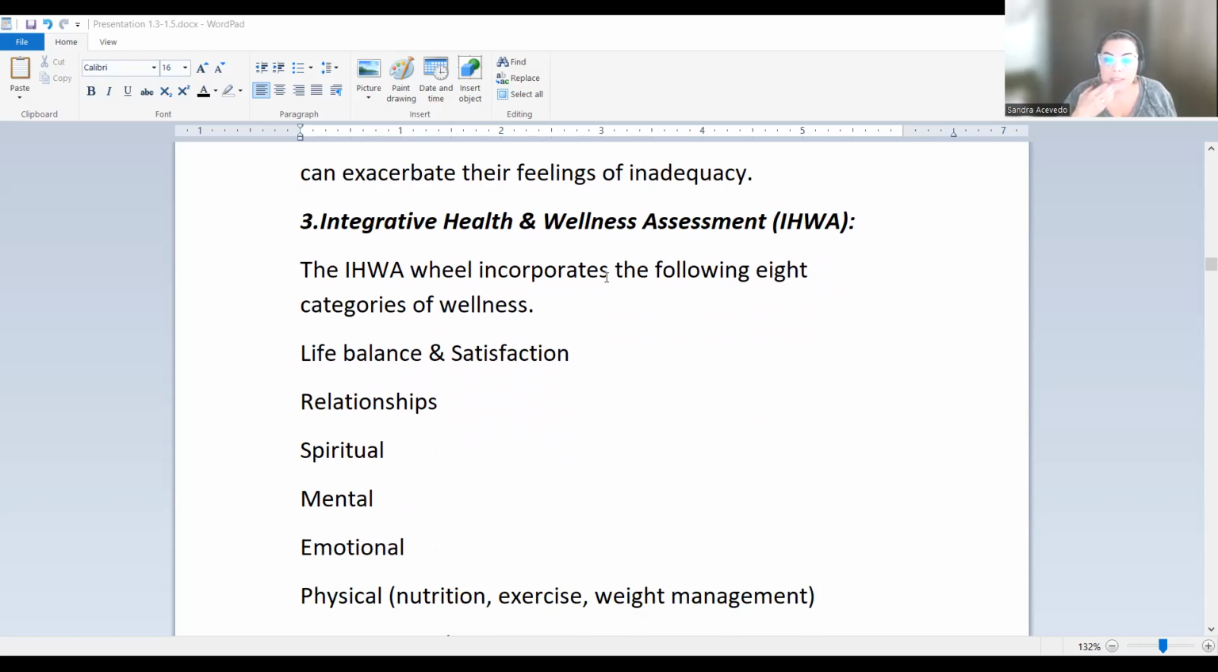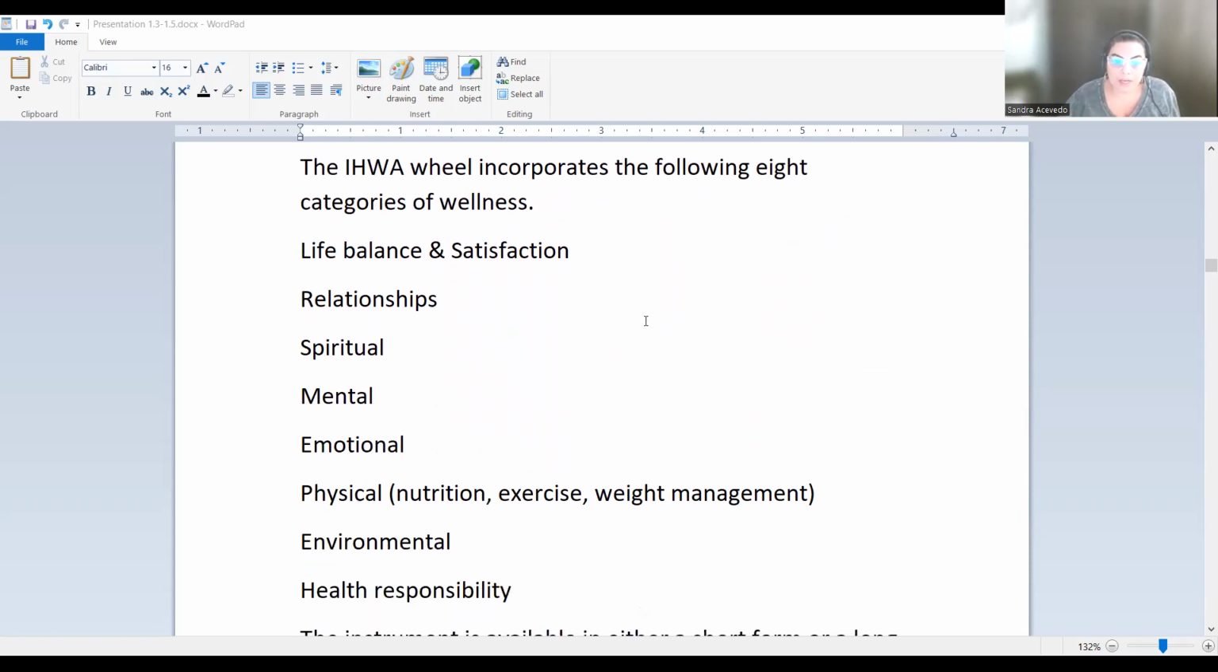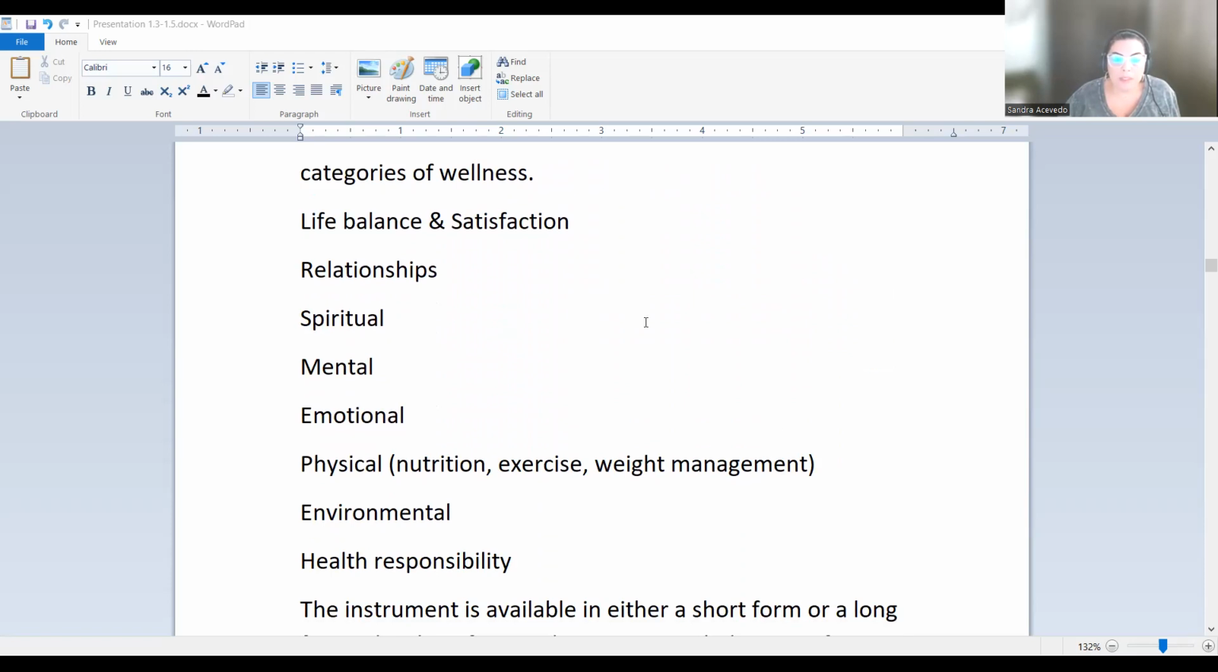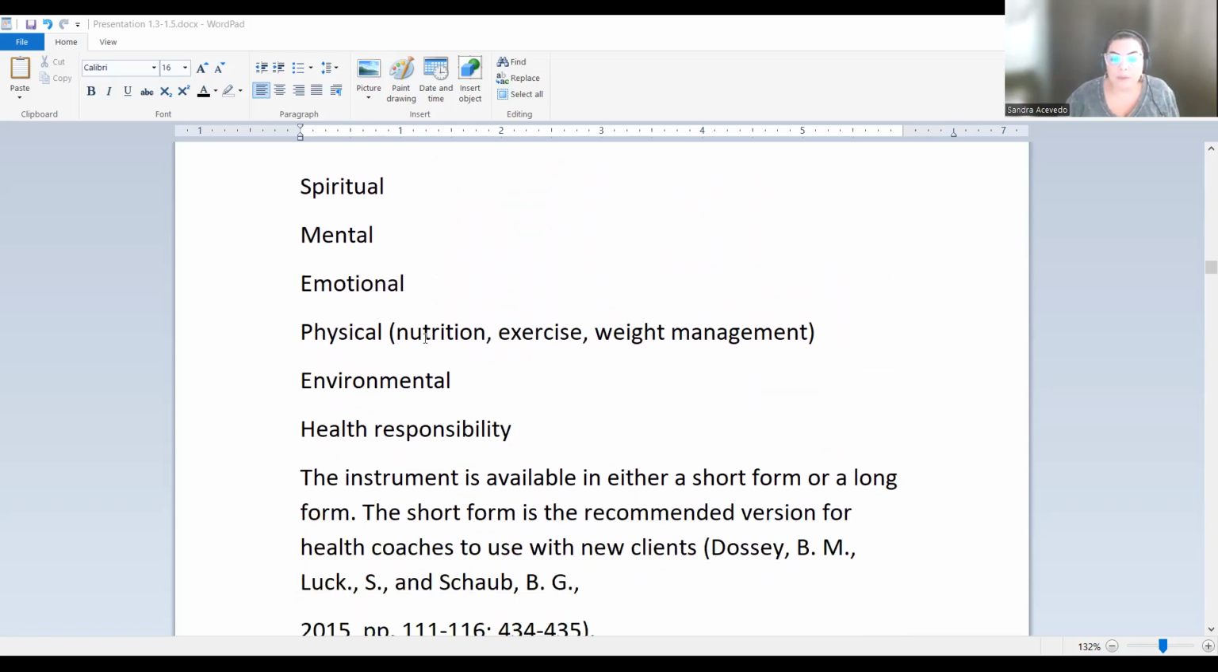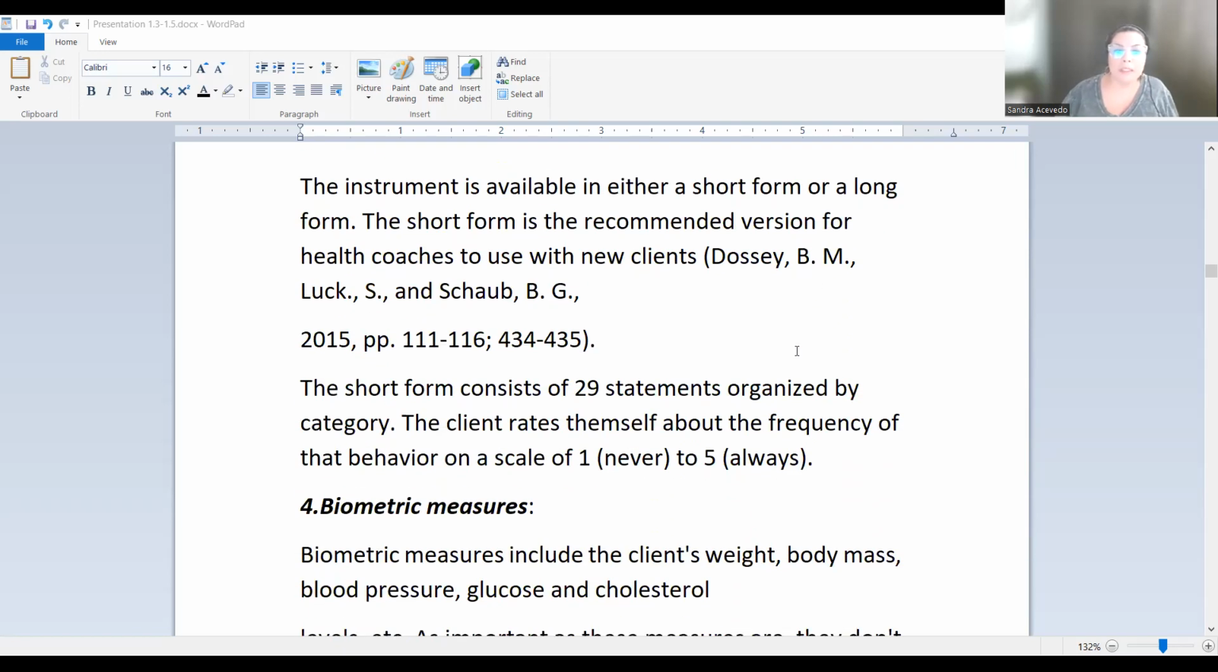Integrative health and wellness assessment. The IHWA wheel incorporates the following 8 categories of wellness: life balance and satisfaction, relationships, spiritual, mental, emotional, physical, which includes nutrition, exercise, weight management, environmental, and health responsibility.